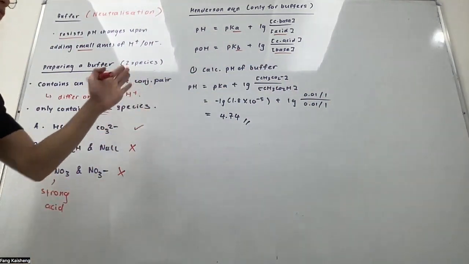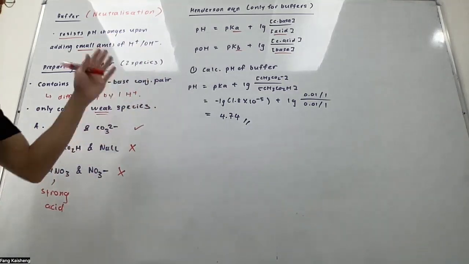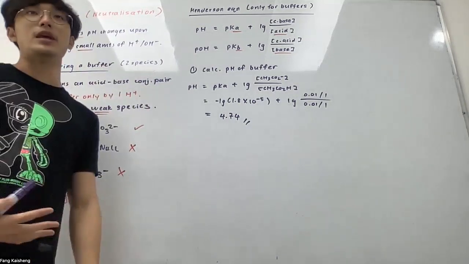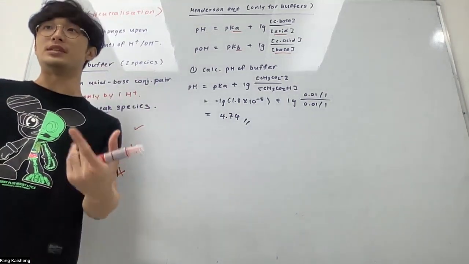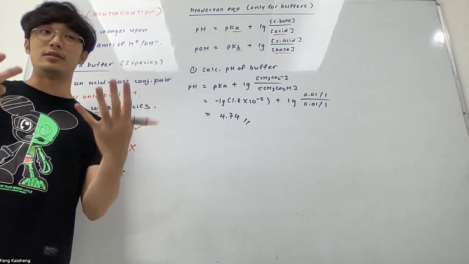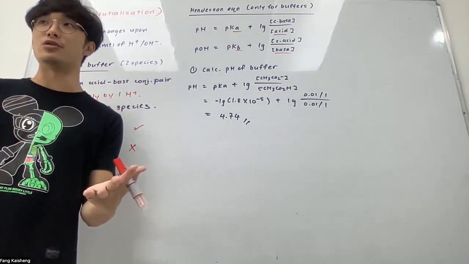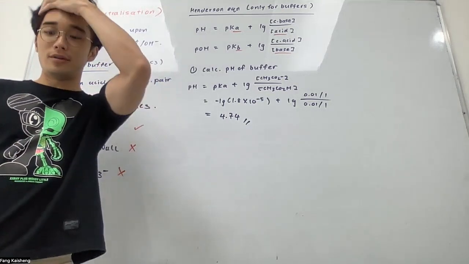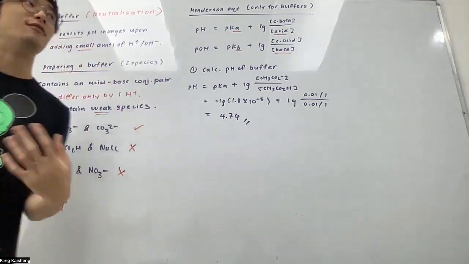I need you all to know what you're doing for this question first, so you understand the difference between this and the next question. Here, I am calculating the pH of a buffer. That's it. I have two species sitting there, doing nothing. You just calculate the pH.